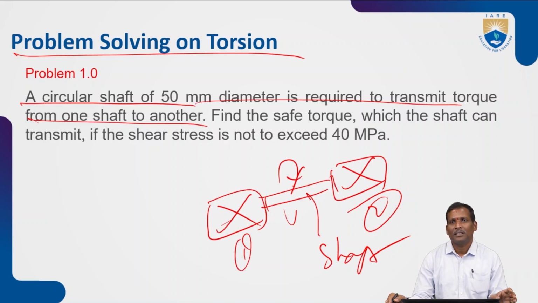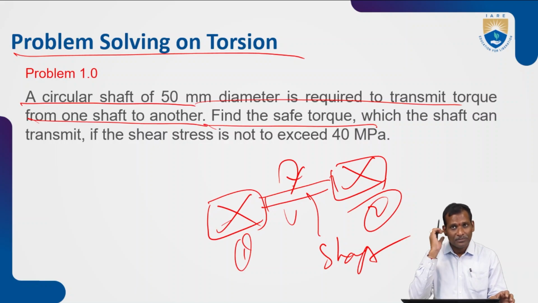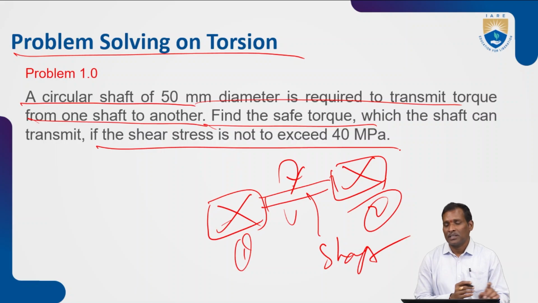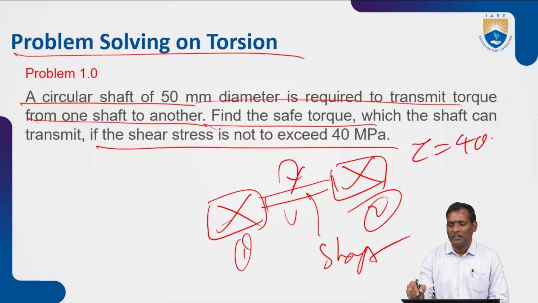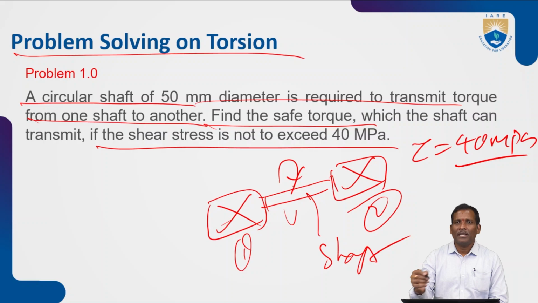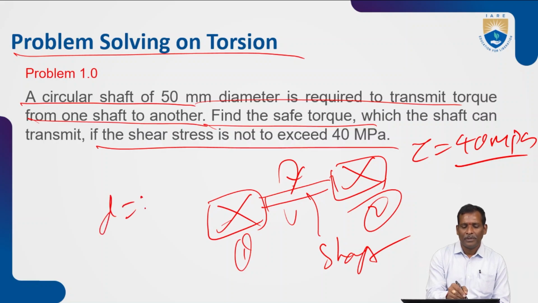So in this, find the safe torque. Due to the rotational motion, the shear torque will be developed, which the shaft can transmit if the shear stress is not to exceed 40 megapascal. The shear stress is given, not to exceed 40 megapascal. The diameter of the shaft is given as 50 mm.